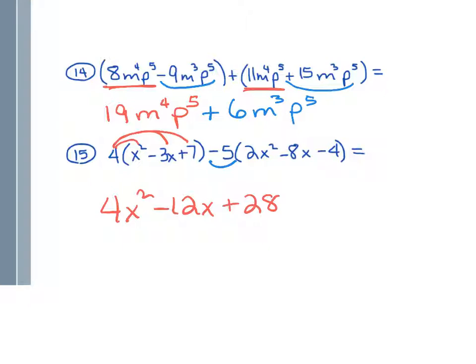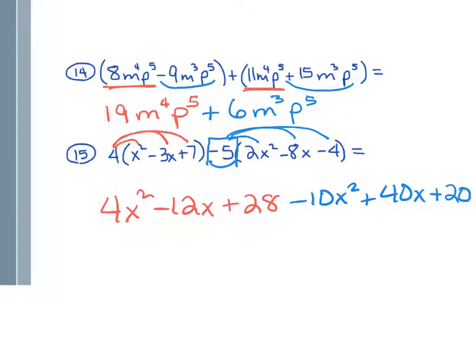And again, I'm going to treat this as a -5 that I'm going to distribute to these 3 terms. So -5 times 2x squared gives me -10x squared. -5 times -8x gives me positive 40x. And lastly, -5 times -4, negative and a negative is a positive.